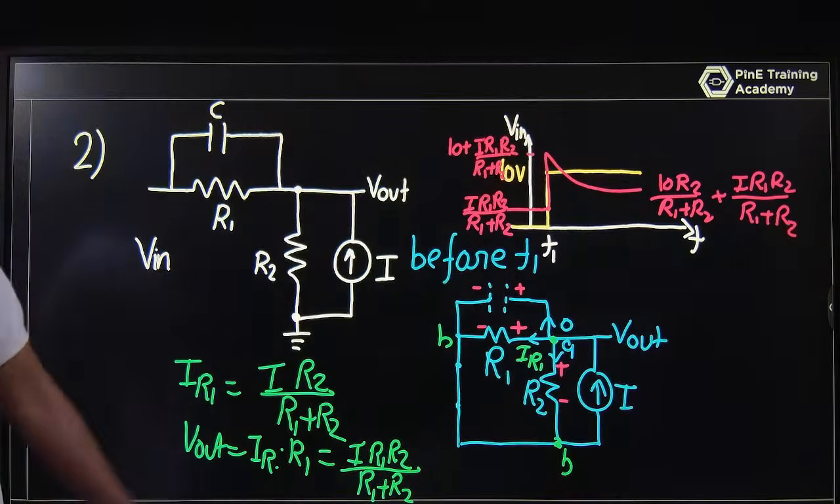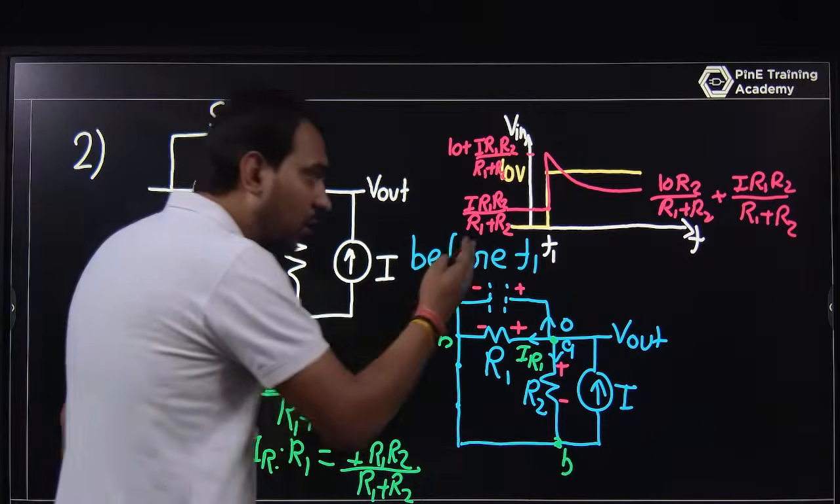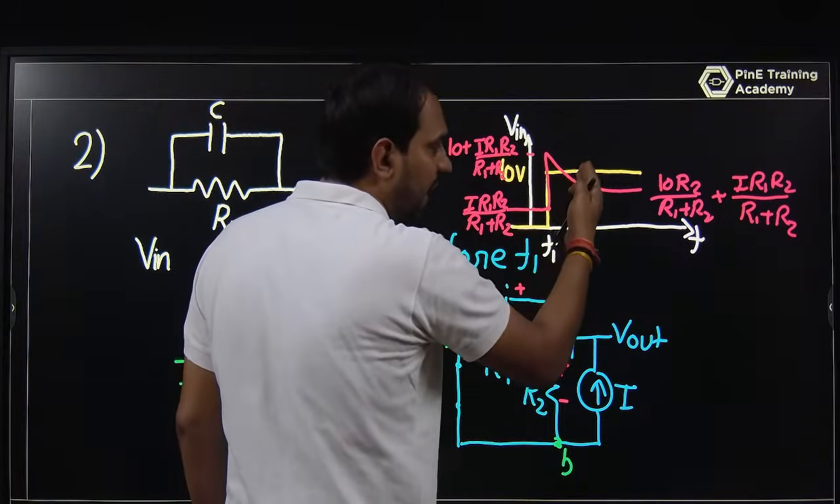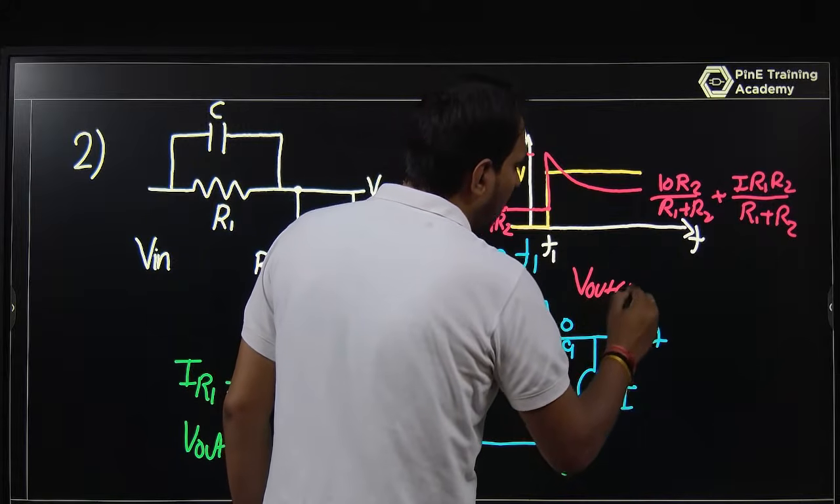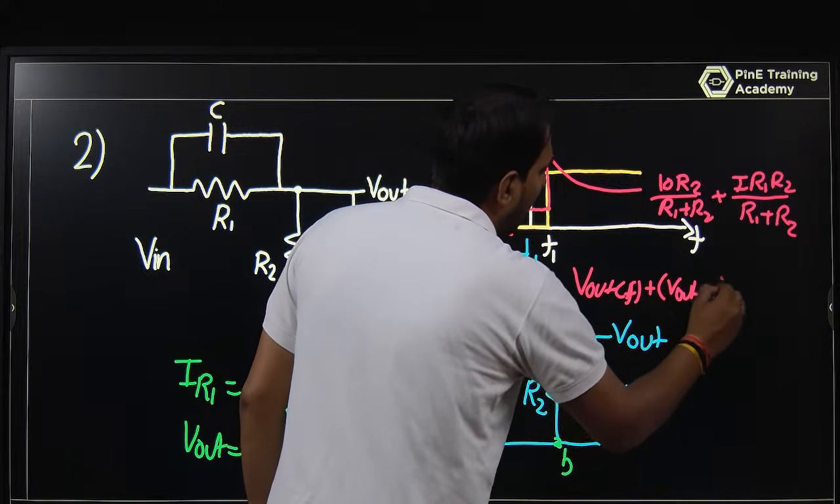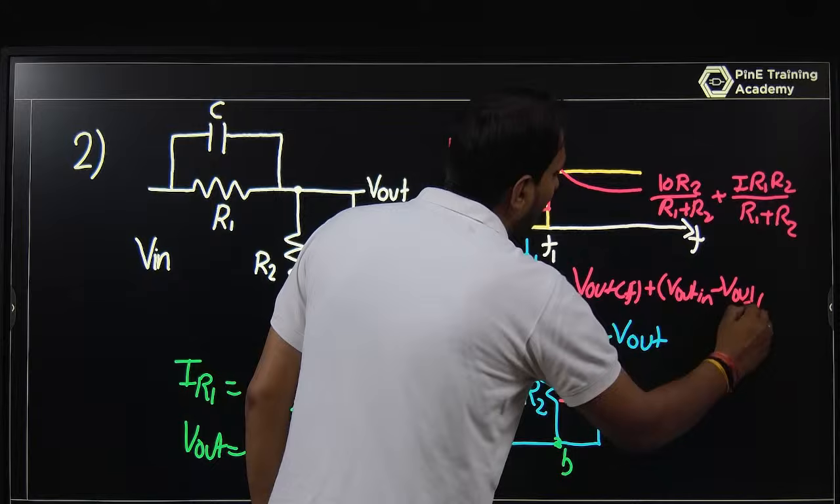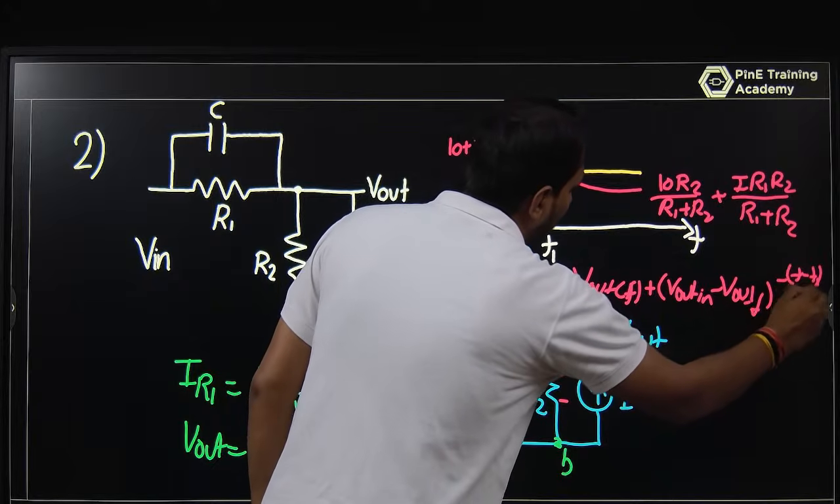And you just write that equation: V out final plus V out initial minus V out final, times e to the power minus (t minus T1) upon tau. Why t minus T1? Because after T1 the input is changing. So you are writing V out final plus V out initial minus V out final, e to the power minus (t minus T1) upon tau.